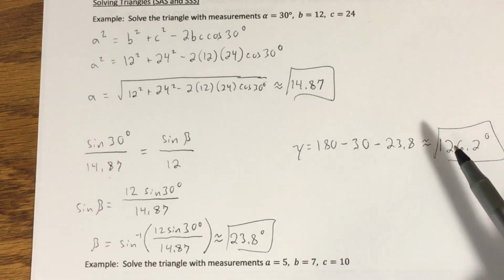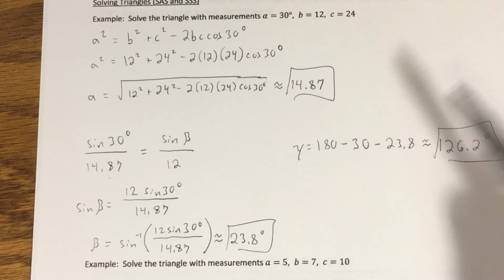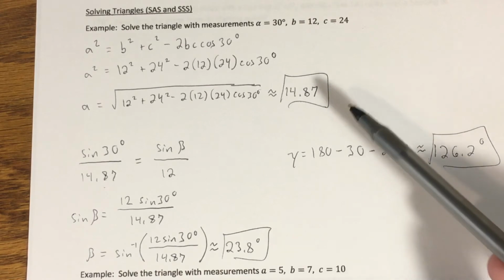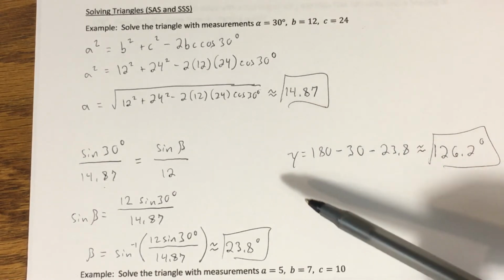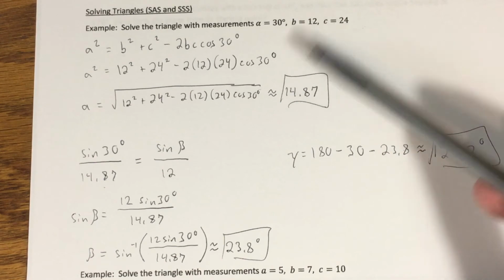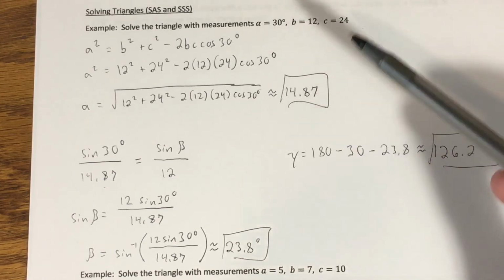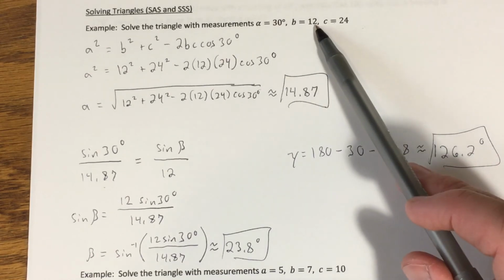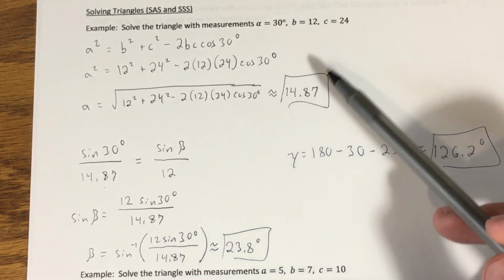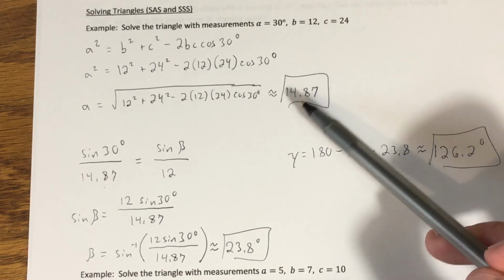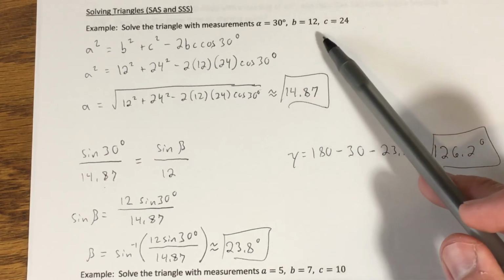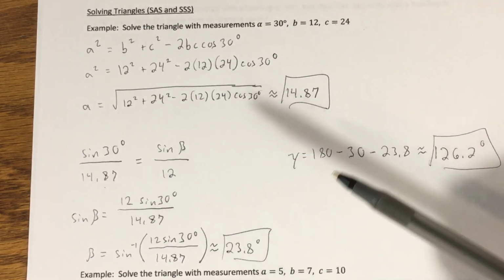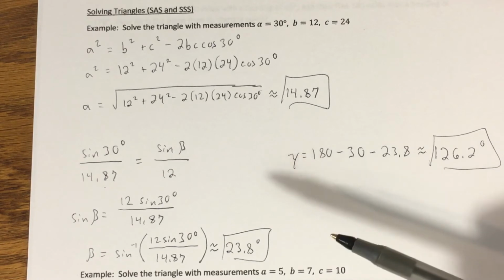And again, it's always a good idea to make sure that your answer is reasonable by arranging the angles that you found in order from smallest to biggest, and make sure that those opposite sides, those corresponding sides, have the same order. So you notice A, B, and C. A is 14.87, B is 12, C is 24. So these sides, in order from smallest to biggest, are B, A, and then C. That means my angles, in order from smallest to biggest, should be beta, alpha, gamma.